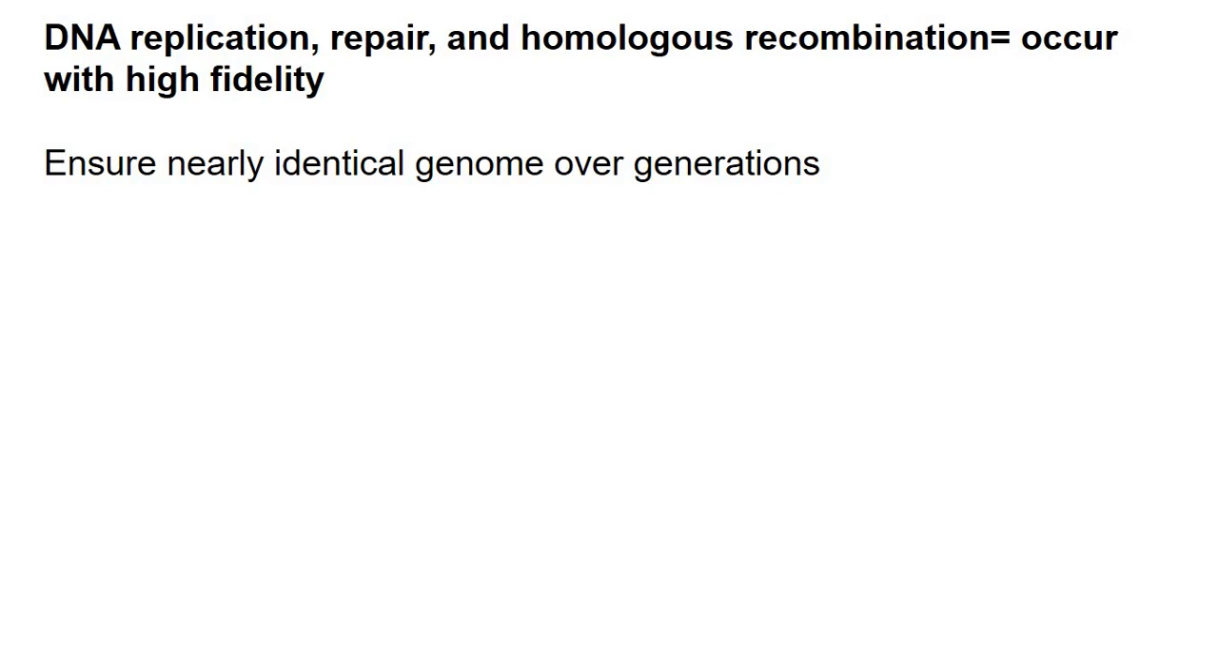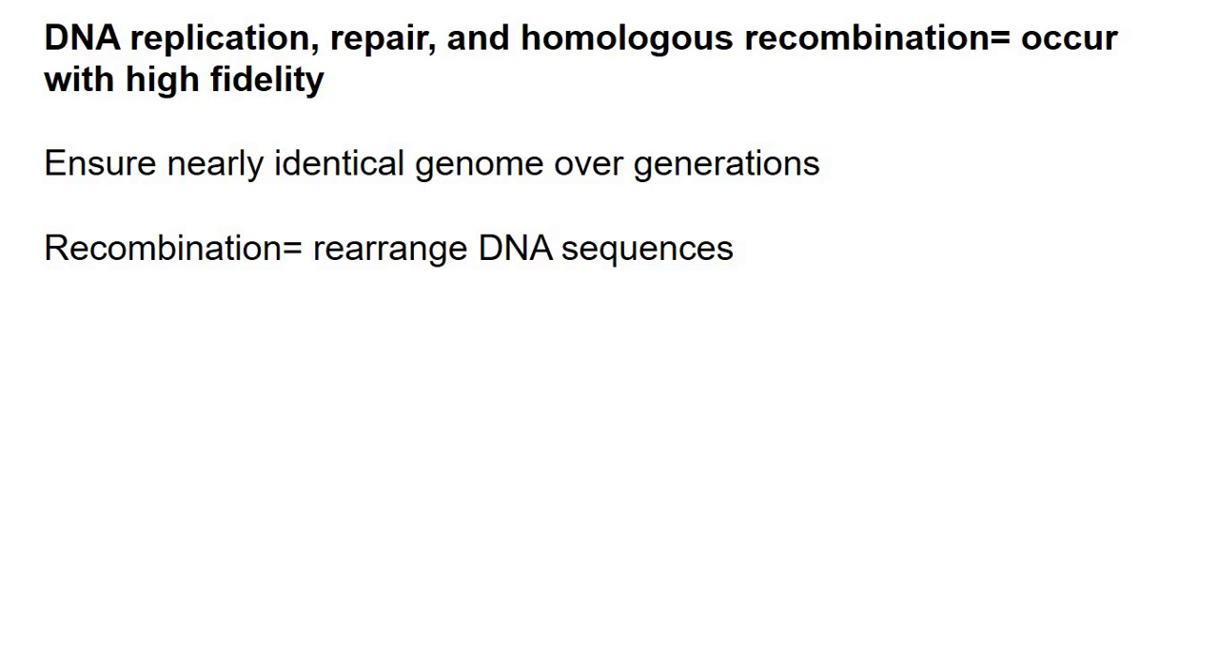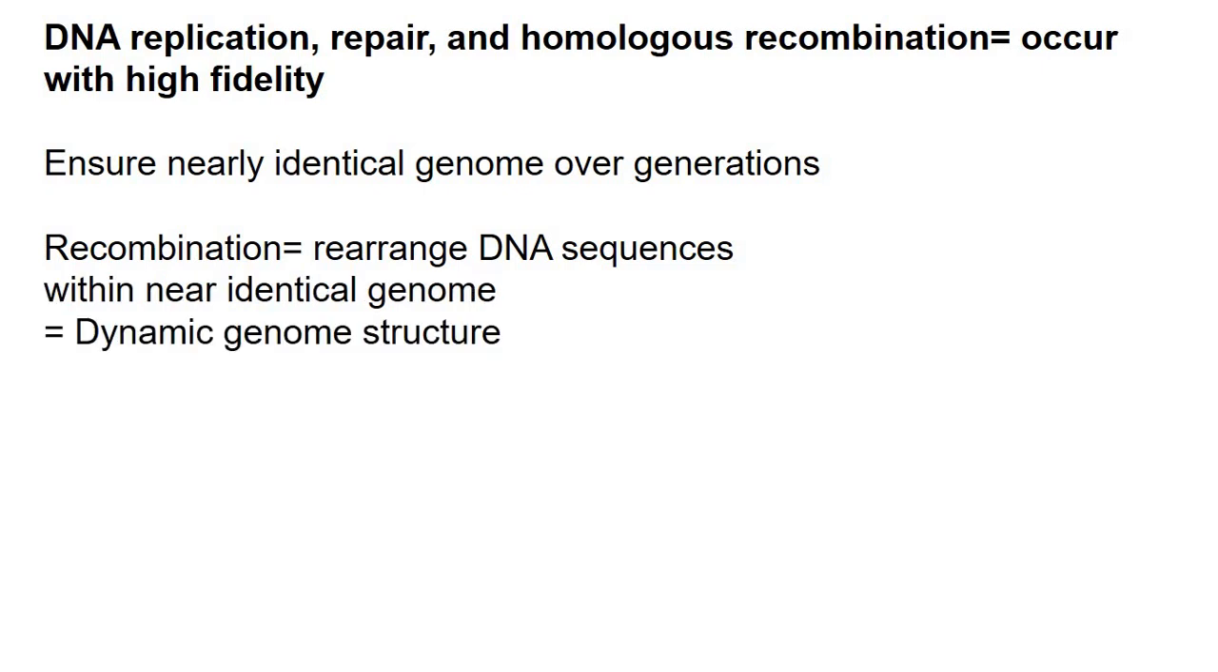So it gives us very high fidelity, which also means that the genomes over generations are nearly identical. So there are some changes, but these changes are very few and far in between. And most of these changes are usually beneficial, because lethal changes will be eliminated. Recombination means rearrangement of DNA sequences within this nearly identical genome, and this rearrangement of DNA sequences makes the genome structure dynamic.